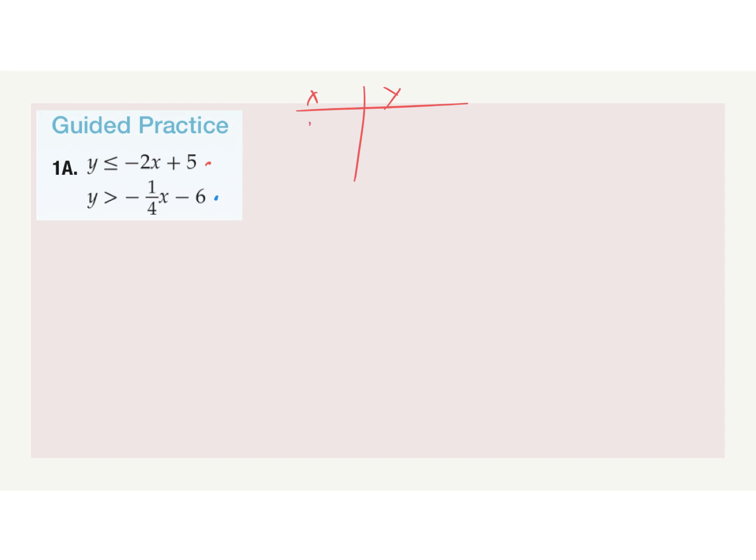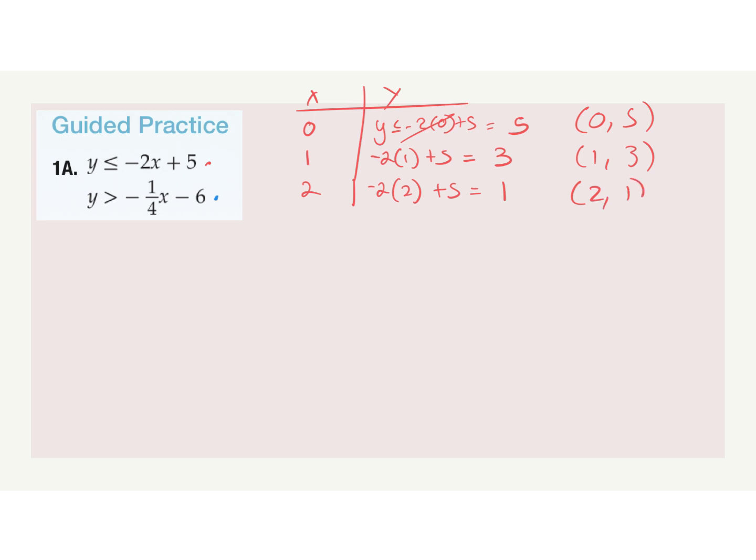When x is 0, we get y is less than or equal to -2 times 0 plus 5, so we get that y is equal to 5. We can plug in 1, for example, and we get -2 times 1 plus 5, which gives us 3. I'm going to plug in a different number, let's say 2. So -2 times 2 plus 5 gives us 1. So here we have a few ordered pairs: 0, 5; 1, 3; and 2, 1. Now with just 2 or 3 points, you should be able to get the graph.